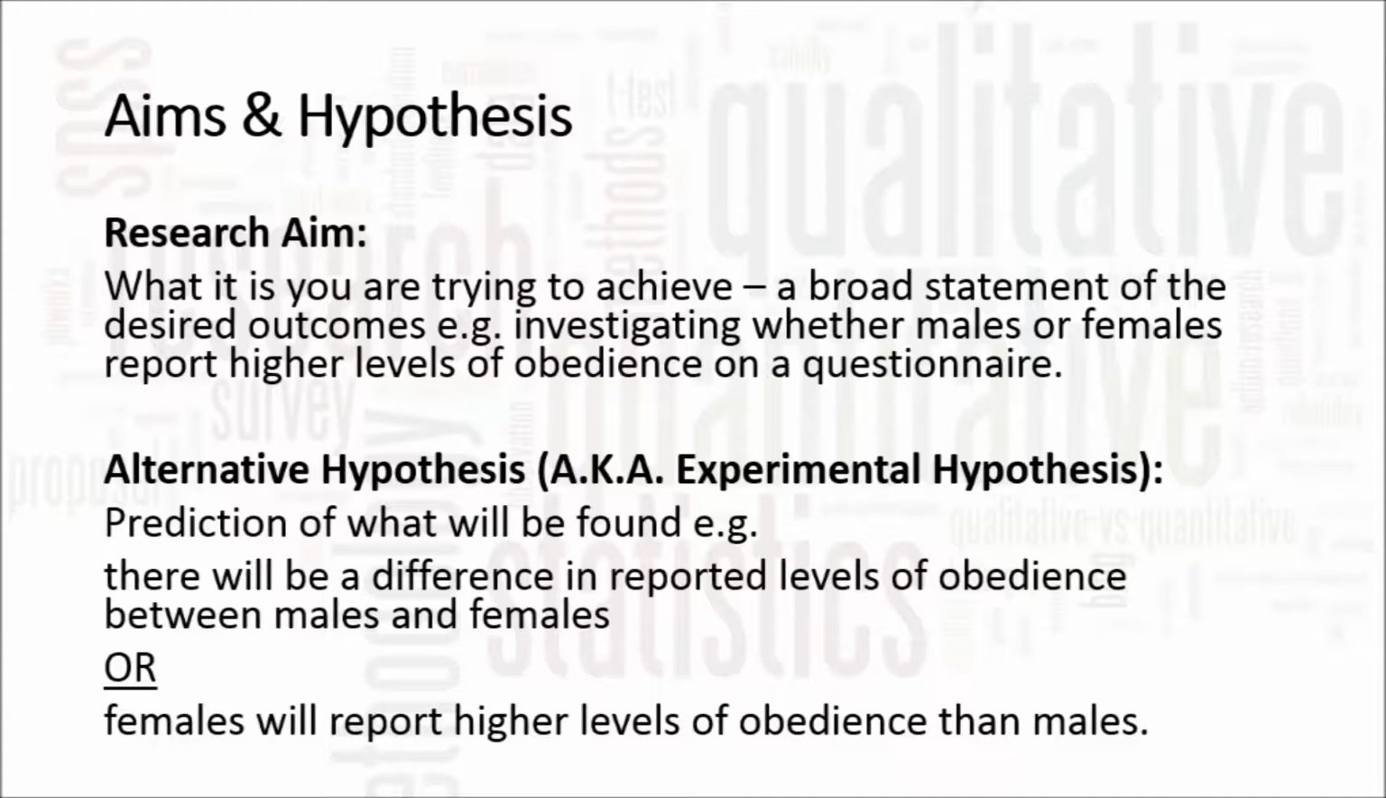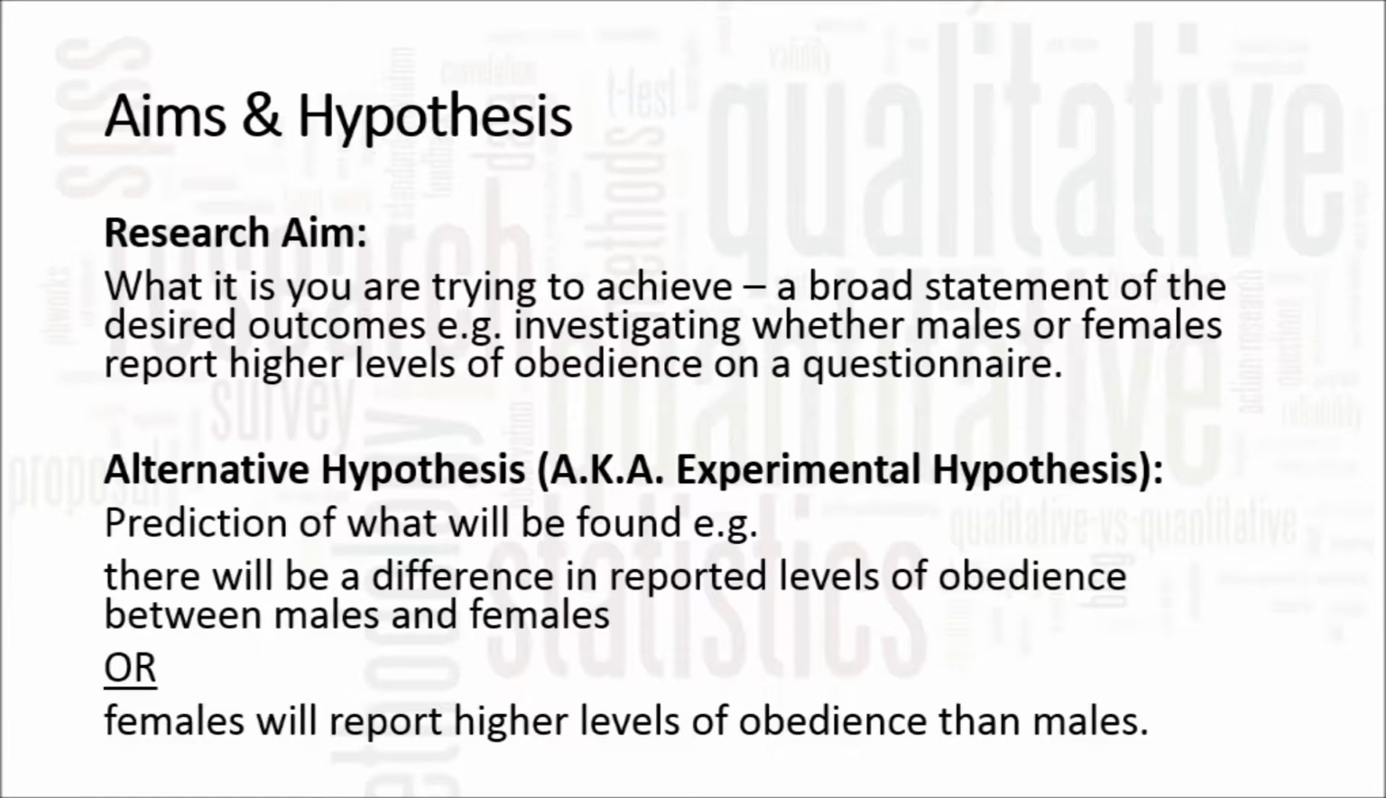A hypothesis, and this could either be an alternative hypothesis or an experimental, depending on whether you're using an experimental method or not, is basically a prediction of what will be found. And this prediction can either be two-tailed or one-tailed, and effectively what that means is a two-tailed hypothesis predicts a difference but doesn't say the direction of that difference.